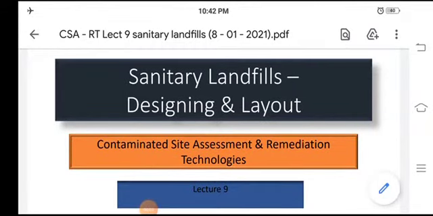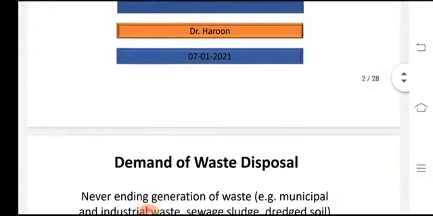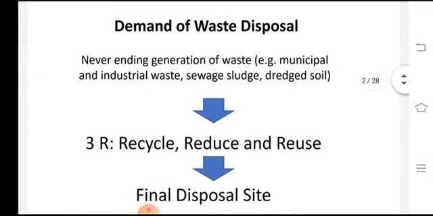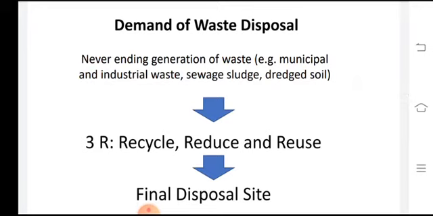Assalamu alaikum, dear students. Today our topic is about sanitary landfills, and we will be focusing on the designing aspects and the layout of the landfills, and what are the different kinds of landfills which are being practiced. So, starting with some of the basics: what are the normal methods used for waste disposal?